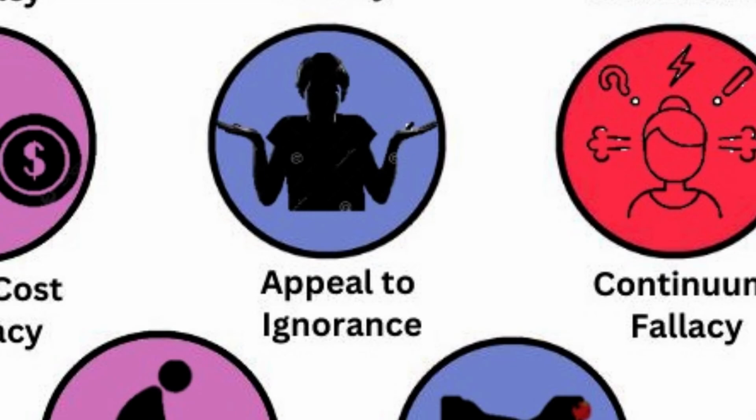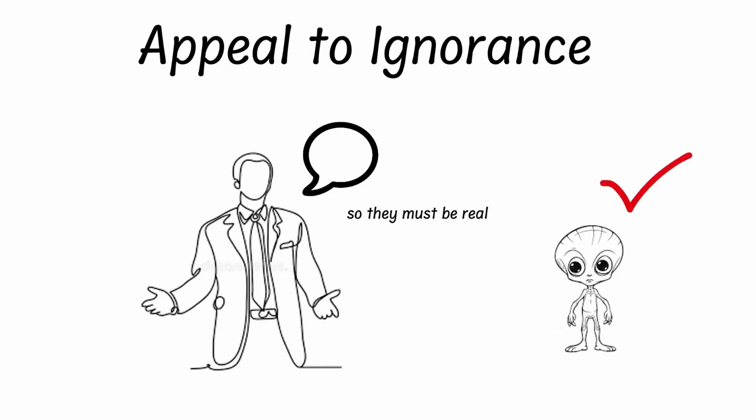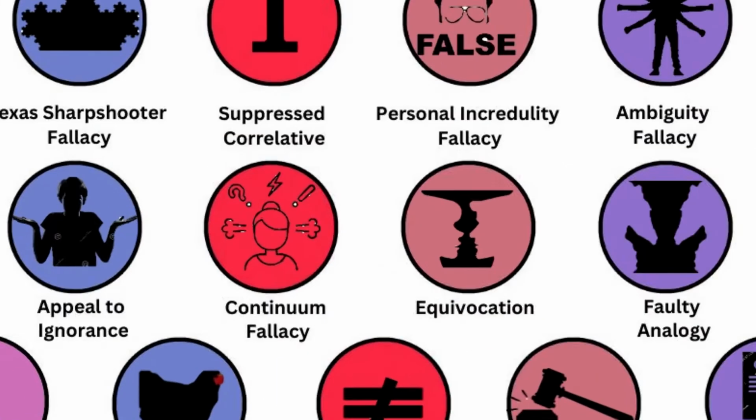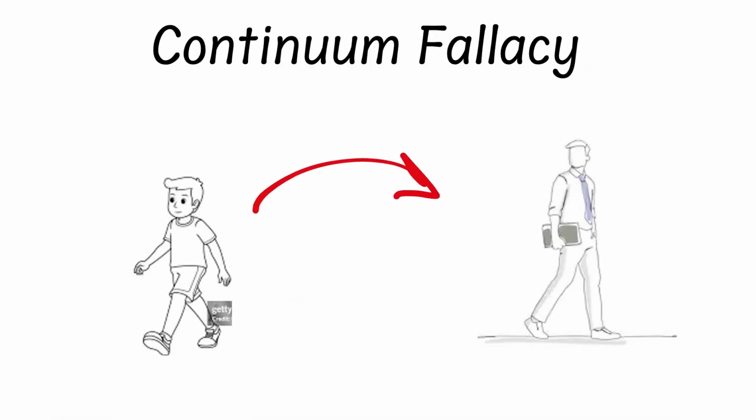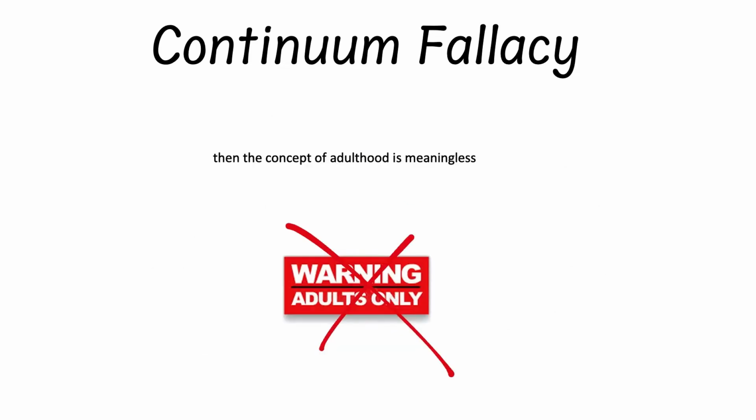Appeal to ignorance. This fallacy claims that a proposition is true because it has not been proven false, or vice versa. It relies on a lack of evidence rather than positive evidence to support a claim. Continuum fallacy. The continuum fallacy, or the fallacy of the beard, rejects a distinction because it is unclear where to draw the line. It argues that because there is no clear dividing point, the distinction is invalid.